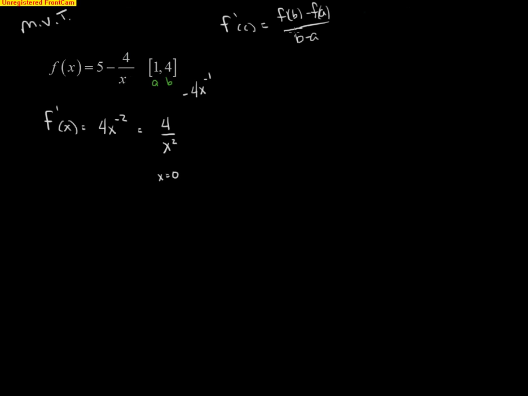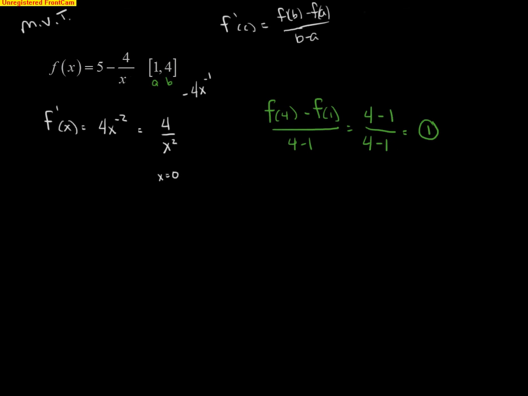So my derivative winds up just being 4 over x squared. Now, I've got to figure out the second part here. I've got to figure out what f of 4 minus f of 1, all over 4 minus 1, is. Okay, so plugging in 4 to the original, I get 5 minus 4 over 4. That's 5 minus 1, which winds up being 4. Plug in 1: 4 over 1 is 4. 5 minus 4, I get 1. And I got lucky here. They're actually the same thing. So I get 1 for the number.